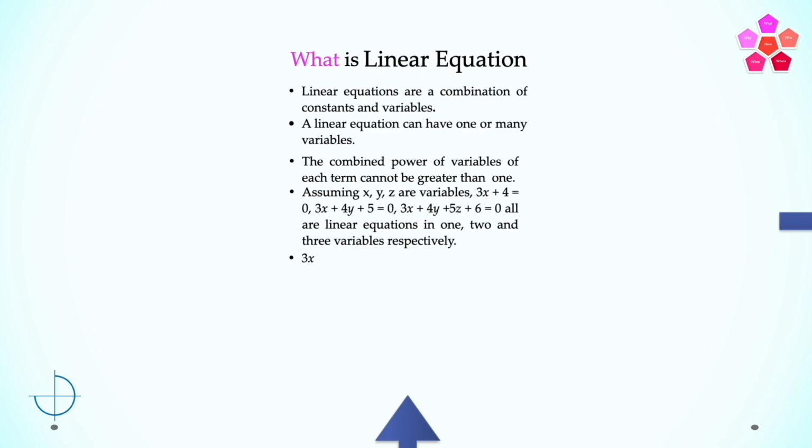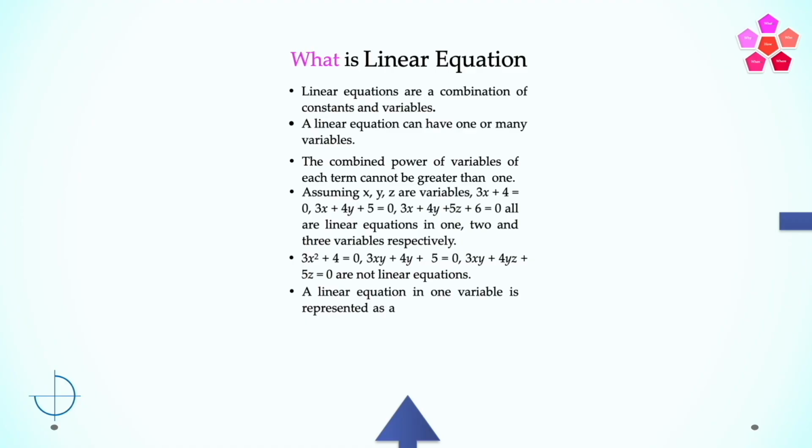But 3x squared plus 4 is equal to 0, 3xy plus 4y plus 5 is equal to 0, or 3xy plus 4yz plus 5z is equal to 0 are not linear equations, as the power of each term is not equal to 1. A linear equation in one variable is represented as ax plus b is equal to 0, where a is not equal to 0 and x is a variable. A linear equation in two or more variables is also possible.